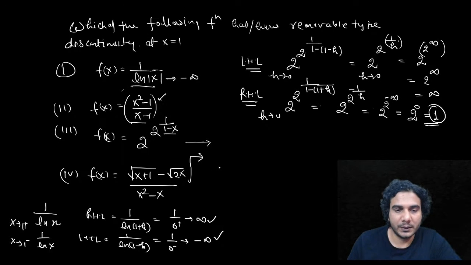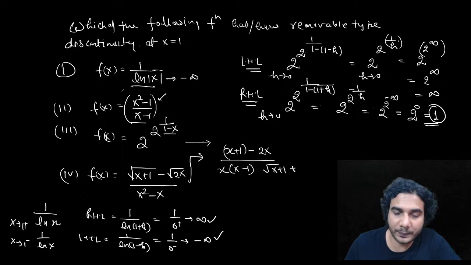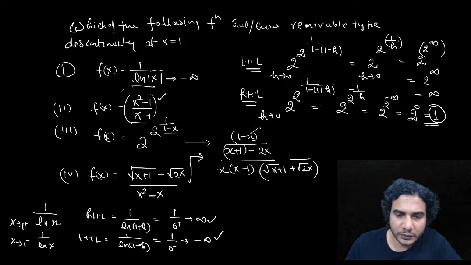The last one. In the last one, yes, the limit will exist, all right? So you just need to rationalize it. If you rationalize it, it will be x minus 1, x plus 1, sorry, minus 2x divided by, if you take x common, it is x minus 1. And you need to multiply and divide by x plus 1 plus under root of 2x. So it is going to be 1 minus x. This is nothing but 1 minus x, right? So 1 minus x will get cancelled with this, with a minus sign. So minus 1 upon x into under root of 1 plus x plus under root of 2x, all right?